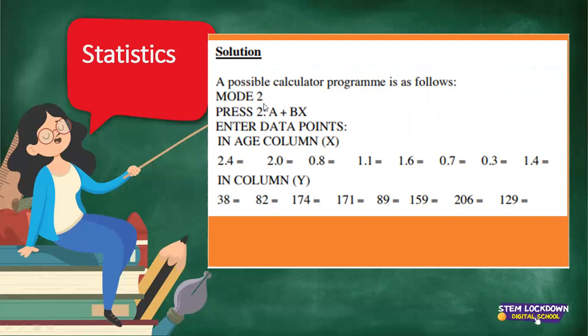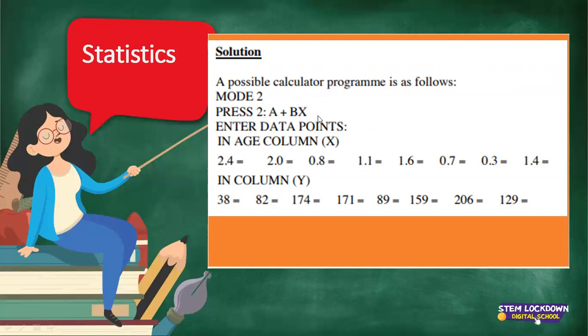When you press mode, you're going to see several equations shown on your calculator. And then you're going to choose 2. 2 implies the one that has a plus bx.